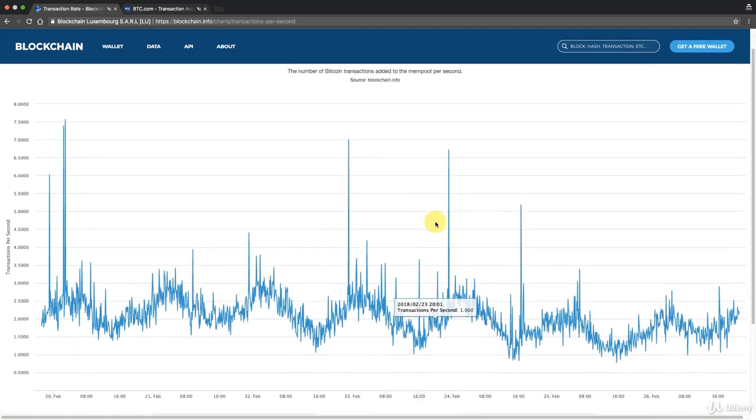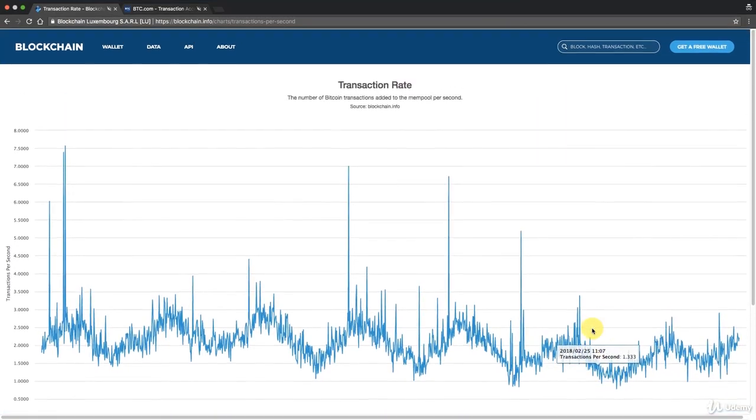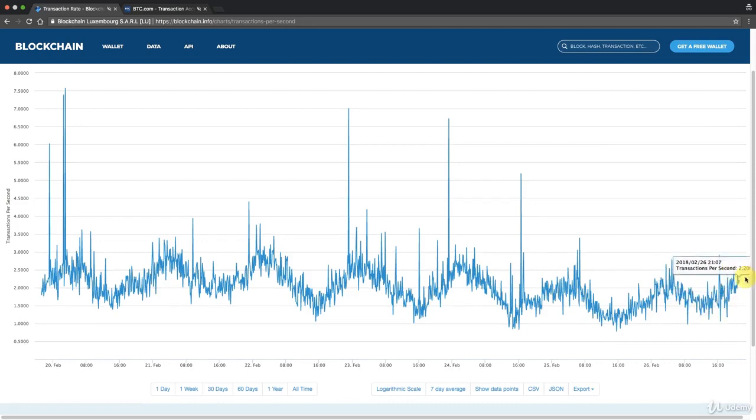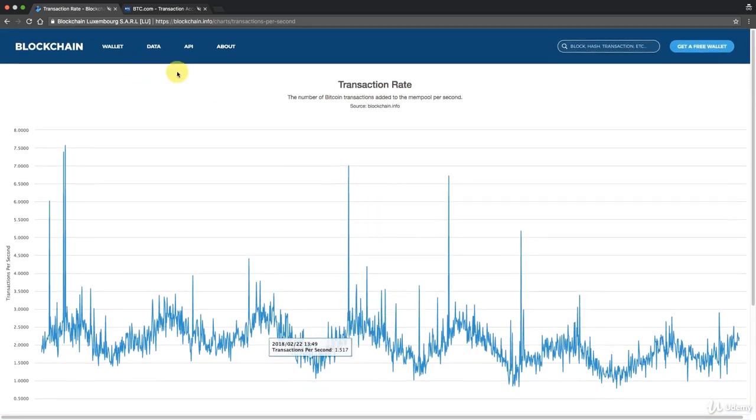Also, I'm not sure which system time they are using. 21:07, is that my time? Okay, yeah, it looks like it's my time. So Australia time. Maybe that's the time difference with America, because America is waking up now, I guess. Anyway, interesting stuff, interesting charts.